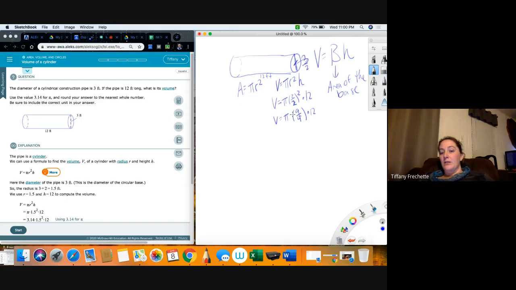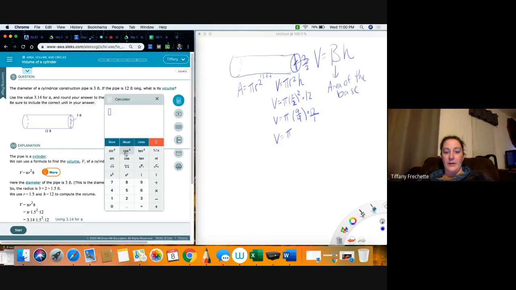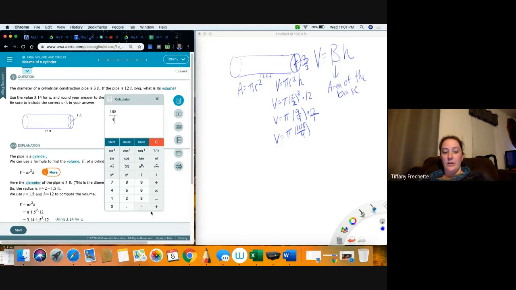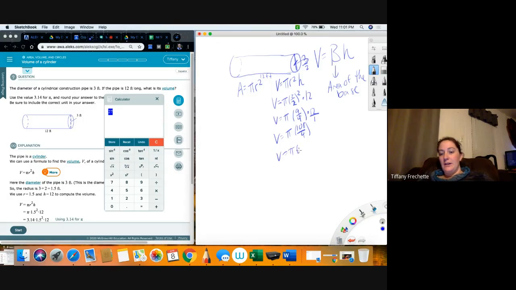When you're multiplying a fraction, this is the top, so you put a 1 on the bottom. So you can multiply straight across the top. You have pi times 9 times 12. They do actually allow us a calculator on this one. So we have 9 times 12 equals 108/4. Then I'm going to divide by 4, and we get volume equals pi times 27.